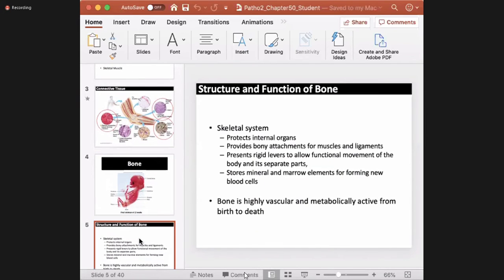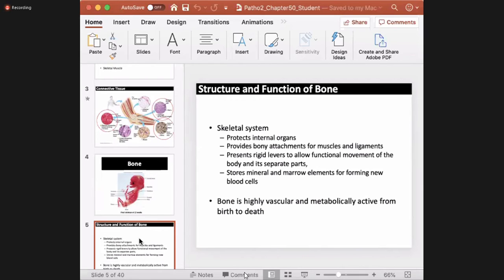So in terms of the structure and function of bone, why do we have bone? Bone is obviously important to protect our internal organs. You know, the skull protects our brain, the ribs protect our lungs and our heart. It's also important to provide bony attachments for muscles and ligaments. It's important to help with mobility because it acts as levers for us to have functional movement. And of course, it's important for storage, right? Storing marrow, storing different minerals like calcium and phosphorus.